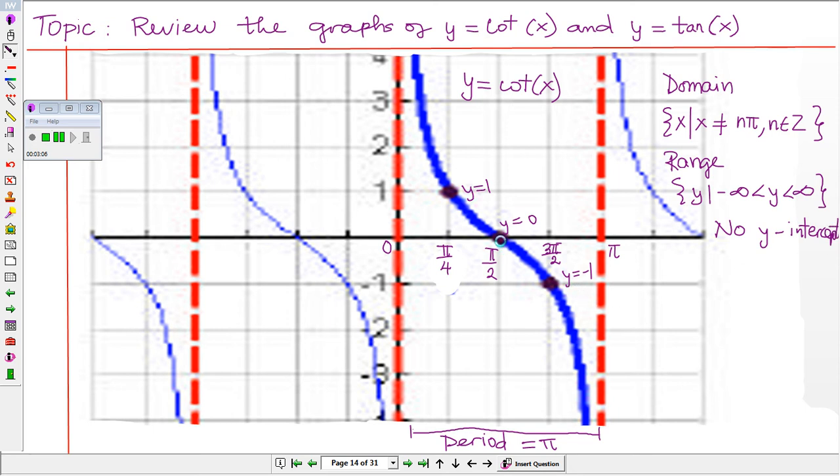However, we do have x-intercepts. The x-intercept for the first period on the right hand side from 0 to pi will be pi over 2. On the left hand side it is negative pi over 2. So basically it's an odd multiple of pi over 2. So let's write them as an equation. It will equal pi over 2 plus n times pi, where n is an element of the set of integers.